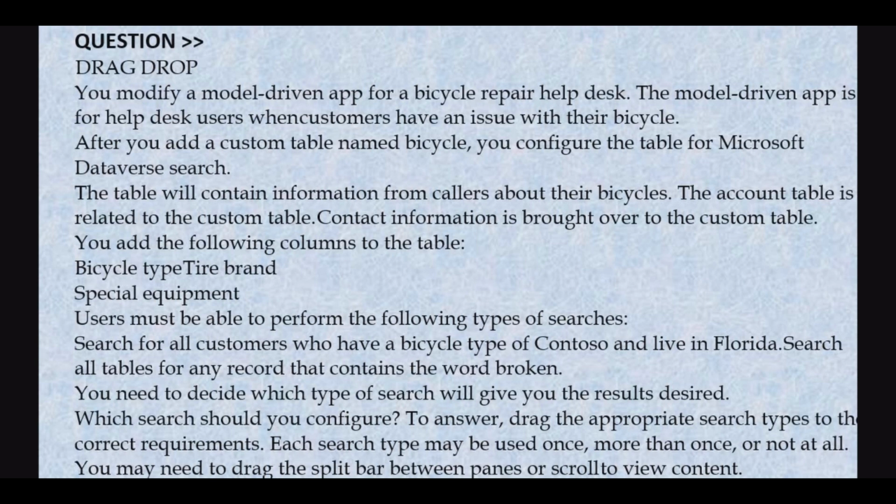You add the following columns to the table: bicycle type, tire brand, special equipment. Users must be able to perform the following types of searches: search for all customers who have a bicycle type of Contoso and live in Florida. Search all tables for any record that contains the word broken. You need to decide which type of search will give the desired result.